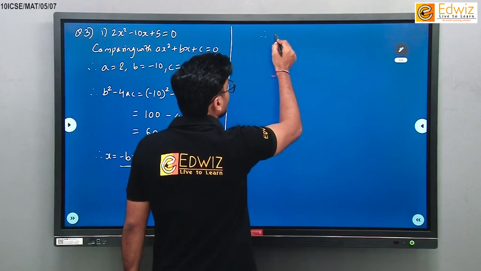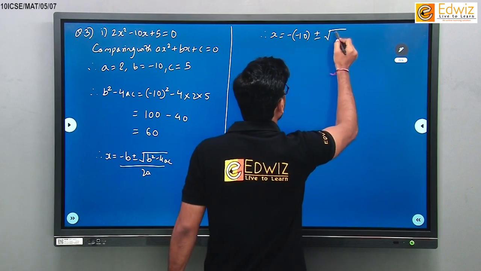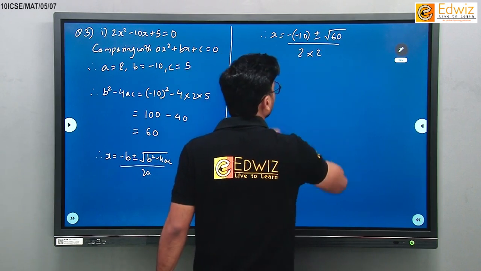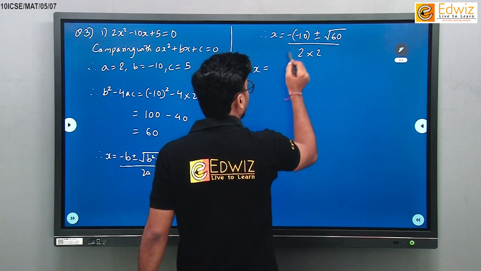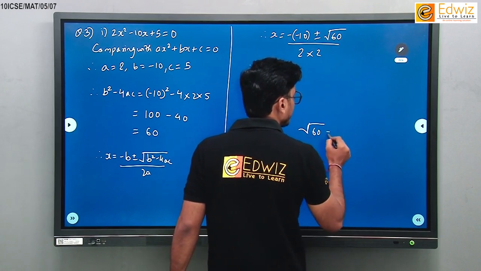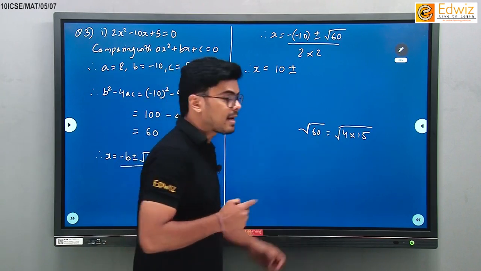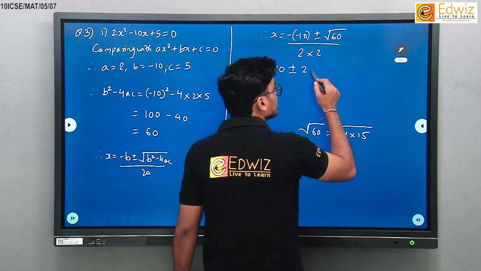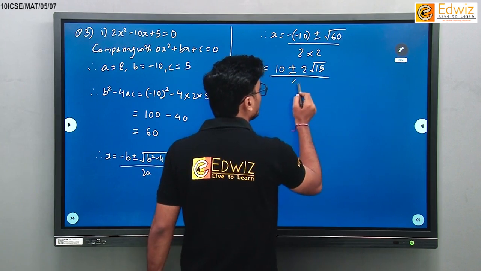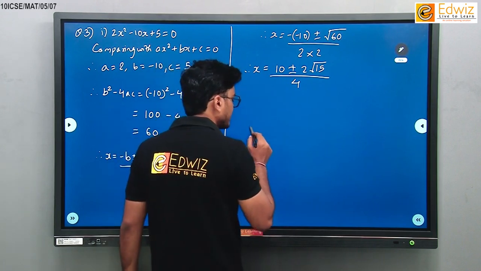So solve this. x is equal to minus of minus 10, b is minus 10, plus or minus square root of 60, which is the value of b square minus 4ac, divided by 2 times a, that is 2. So this is equal to minus of minus 10 is positive 10, plus or minus. Now remember, root 60 is nothing but root 4 into 15. Root 4 can be taken outside as just 2. So root 60 can be written as 2 root 15. 2 root 15 is the value, divided by 2 into 2, that is 4. Now let us find out the value of root 15 correct to two decimal places.